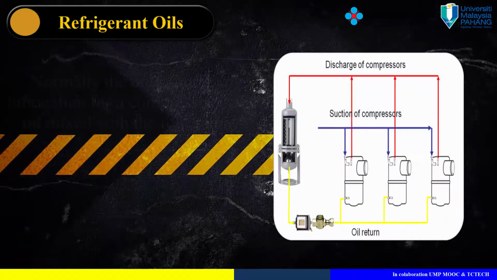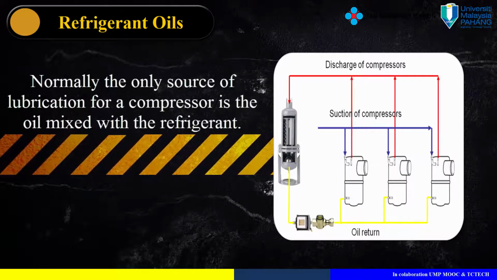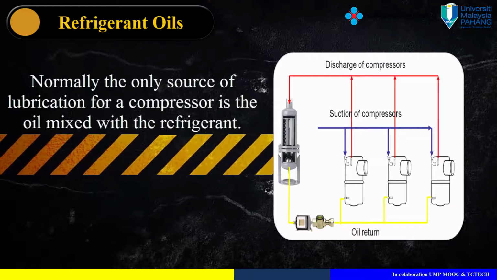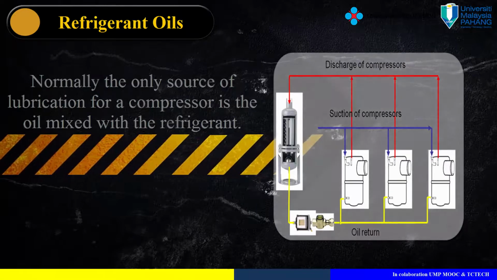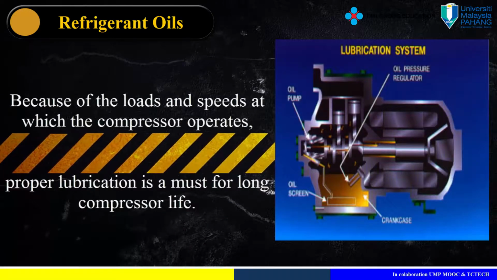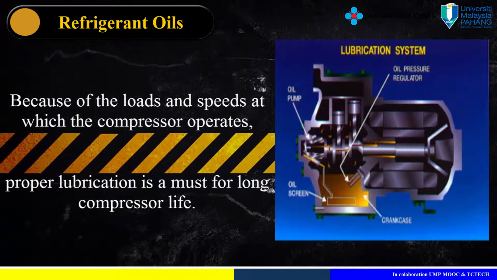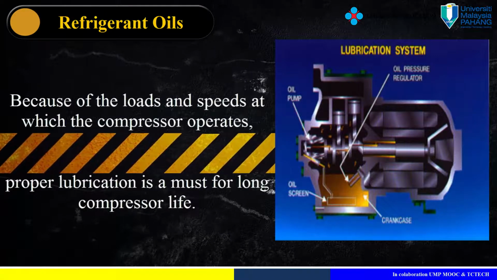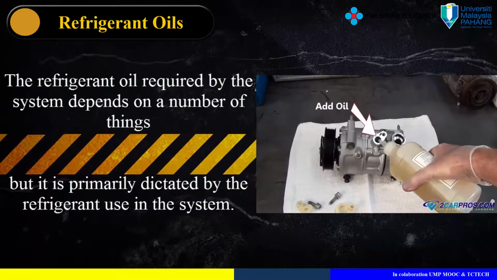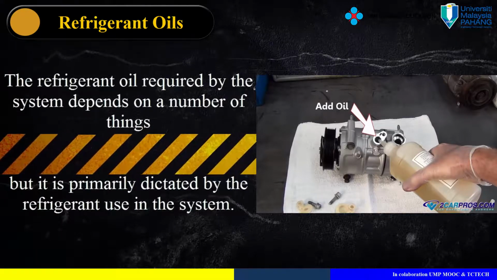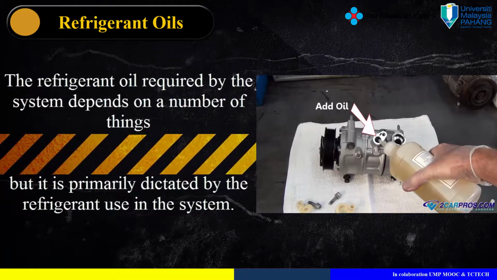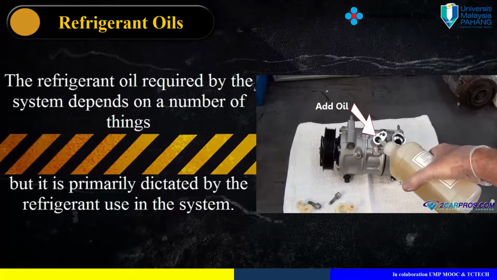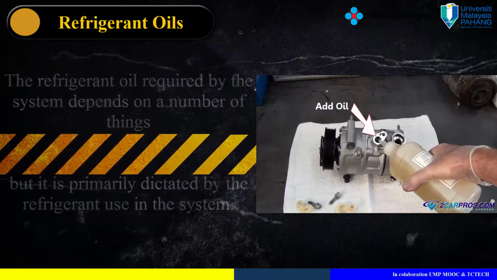Refrigerant oils. Normally the only source of lubrication for a compressor is the oil mixed with the refrigerant. Because of the loads and speeds at which the compressor operates, proper lubrication is a must for long compressor life. The refrigerant oil required by the system depends on a number of things, but it is primarily dictated by the refrigerant used in the system.